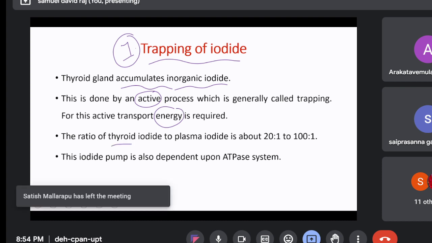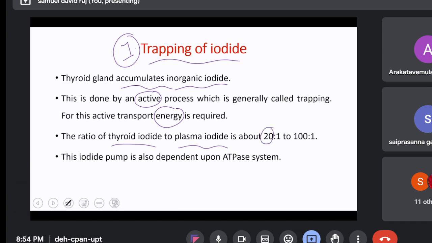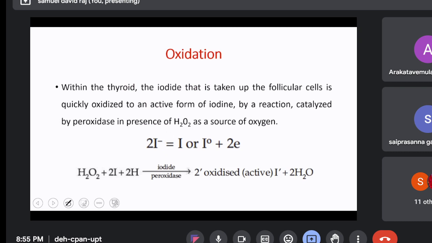The ratio of thyroid iodide to plasma iodide is about 20 to 1 to 100 to 1, so it is said to be concentrated many times over. This requires energy, hence the iodide pump also acts as an ATPase system. When ATP is broken down, energy is released, and that energy is utilized in the transportation of iodide, which gets into the follicular epithelial cell and is trapped there. The second event after trapping of iodide is oxidation.